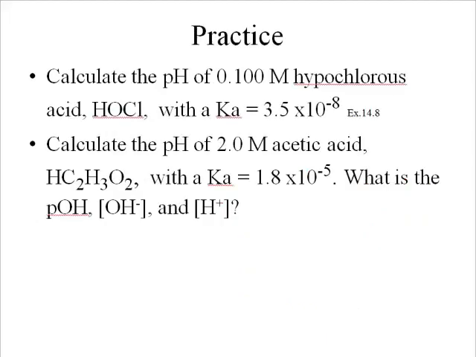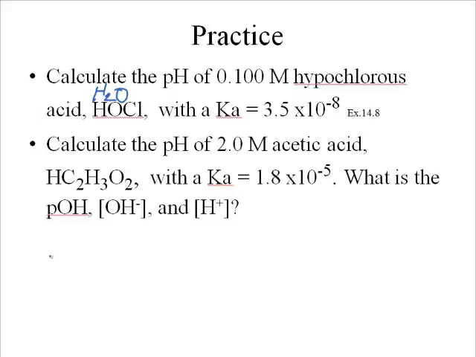So let's try one. Here we go. I've got a problem, and actually there's two bullets, so I'm going to do the first one. Calculate the pH of a 1.0 molar hypochlorous acid with a Ka of 3.5 times 10 to the minus 8th. Okay, so what are the major species here? Well, besides this thing, what's the other thing floating around? As you guys know, there's water floating around. And who's going to override this equilibrium? Of course, it's going to be the hypochlorous acid.